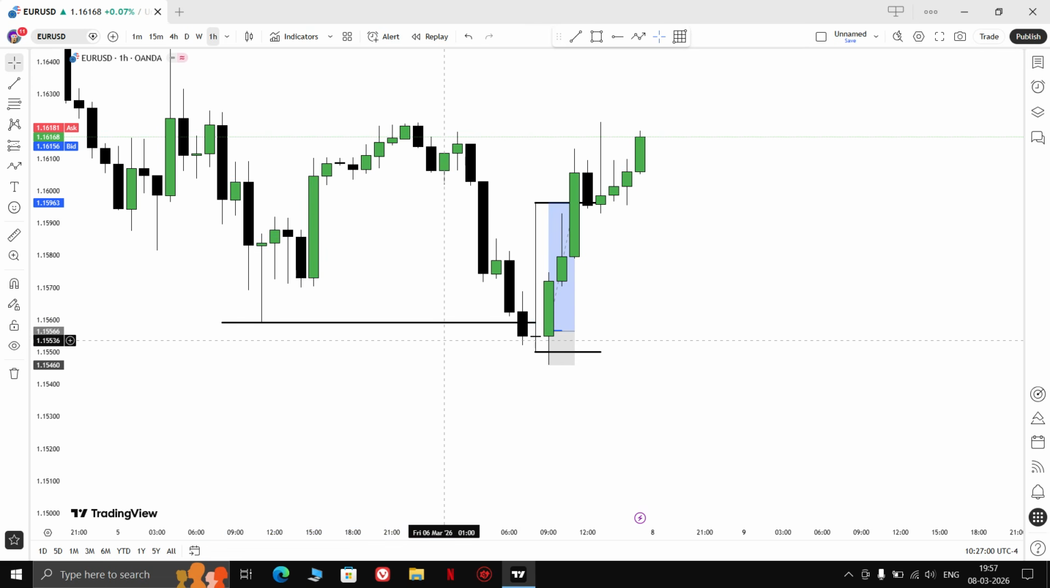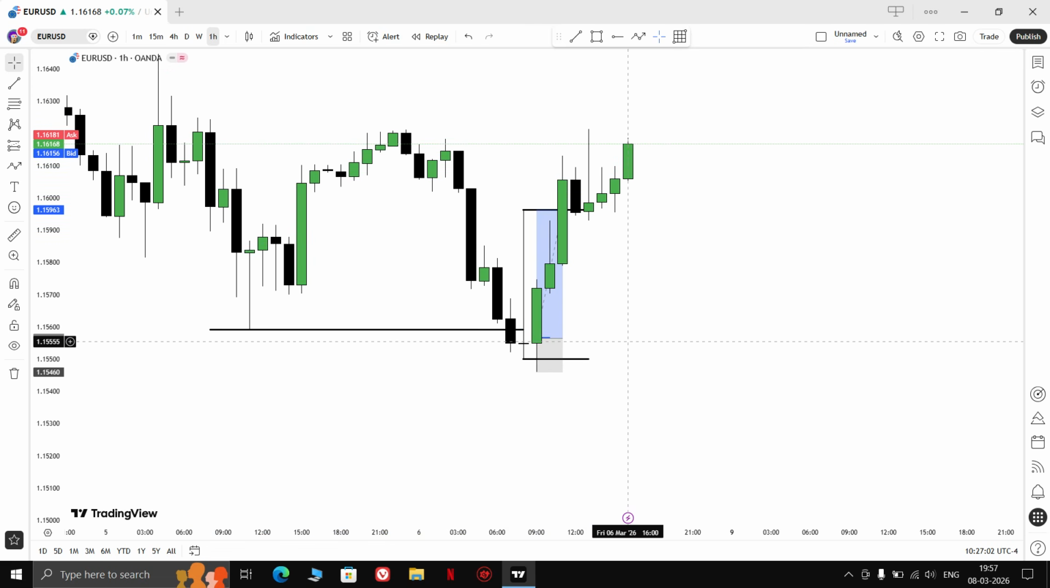So that's it, guys. This is a very simple model. You guys don't complicate it. You guys just backtest it, and you guys can see results in your trading. So that's it.